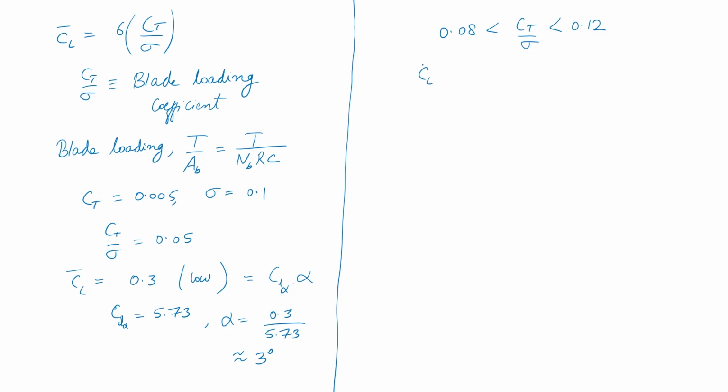So, my CL bar of 0.6 is typical for hover, and you should not go beyond a CL bar of 1. So, this is actually alpha bar, not alpha, just because I am talking about some kind of average state. This alpha bar should typically be of the order of 5 degrees to 8 degrees for hover.